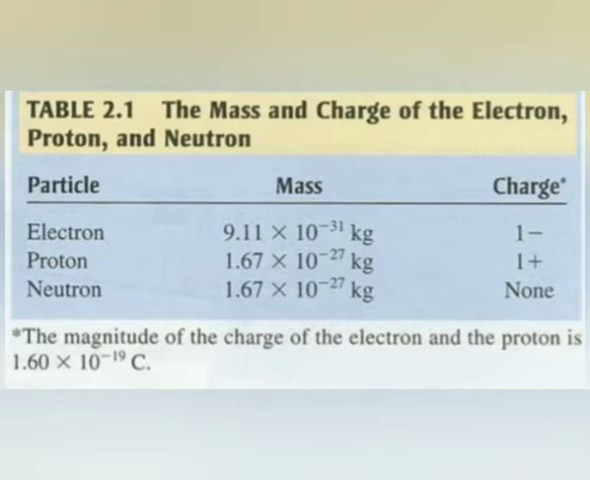Along with that, the magnitude of the charge, meaning the total charge on the electron and protons, is also mentioned at the bottom of the picture, that is 1.6 into 10 to the power minus 19 coulomb. Coulomb is the unit of charge, and electron and protons both have equal charges.